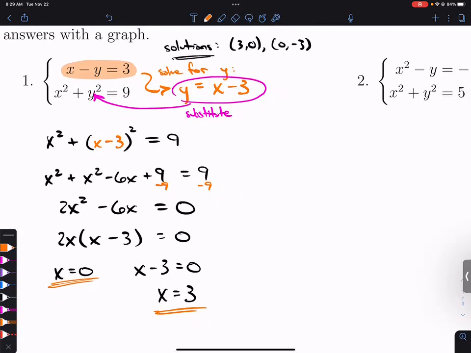Just like the stuff we looked at yesterday with the linear systems, once you get one of the values, once I have the x values, you're just going to plug back in to get y. So getting to this part is the hard part. Now I've got x equals 0. I'm just going to go back and plug in to find the y that goes with it.